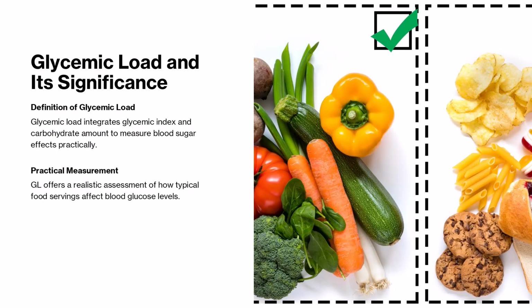Glycemic load and its significance. Glycemic load, or GL, combines GI with the amount of carbohydrate in a serving to provide a more practical measure of blood sugar impact. GL offers a realistic assessment of how typical food portions affect glucose levels.